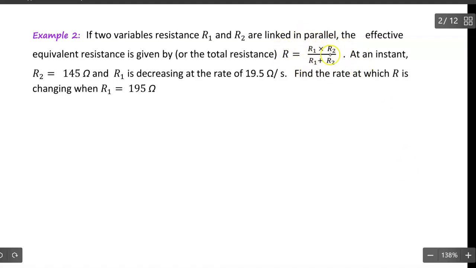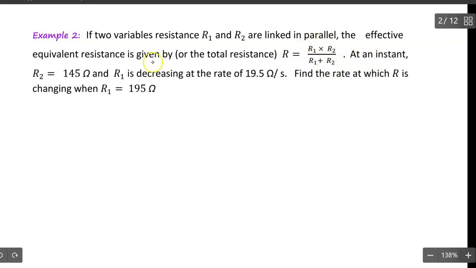If you have 2 resistors connected in parallel, then to find the total resistance is the product over the sum of this here. So this formula works only when we have 2 resistors connected in parallel. If we have 3, then we cannot apply this. Okay, if we have 2 resistors, then we have the product over the sum.